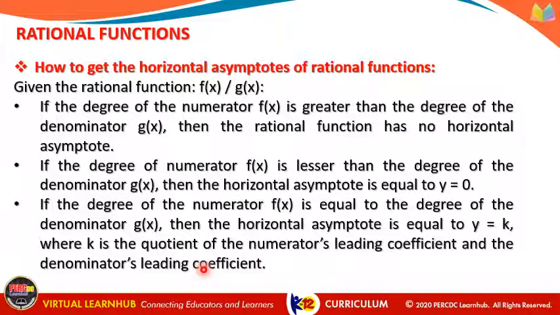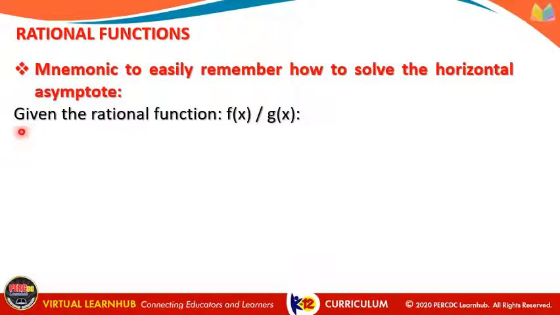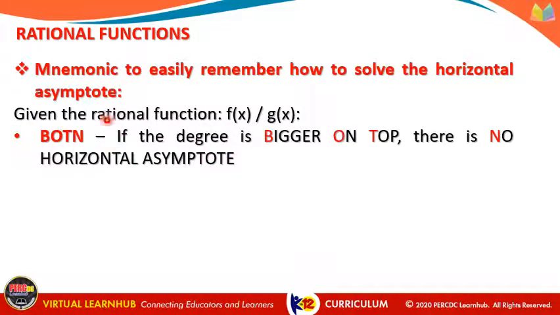Now, i-share ko lang yung isang guide na nakita ko sa internet para siyang shortcut para at least madaling matandaan yung horizontal asymptote. Okay? So, the mnemonic is like this. So again, given the rational function f of x over g of x, just remember the mnemonic BOTN. Or, I don't know, ikaw na bahala kung paano mo babasahin to. Boton. Yan, boton. Or BOTN. It's up to you. Anyways, ano ibig sabihin ng BOTN?